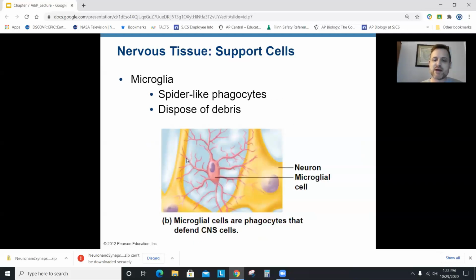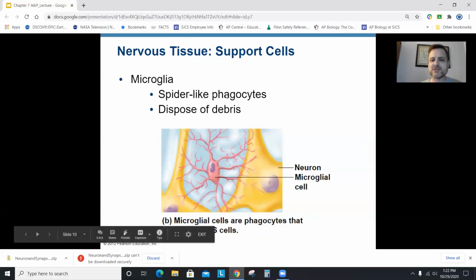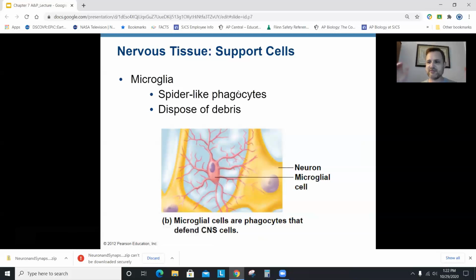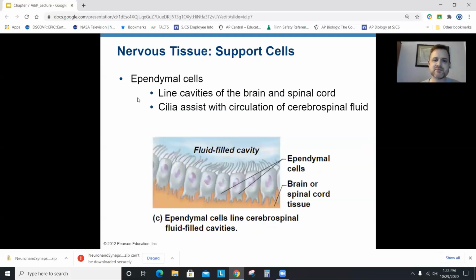Microglia are these spider-like cells. They're phagocytes, cells that engulf things. They help protect the neurons. They gather up debris that shouldn't be there. They're sort of like little soldiers that help protect your nerves.